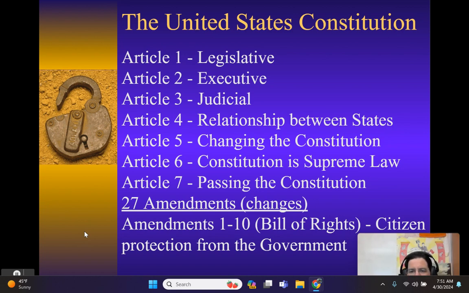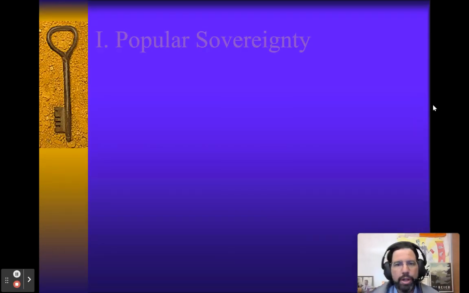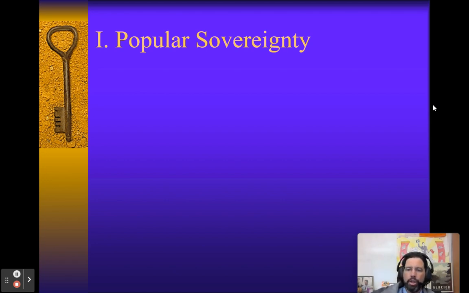The first 10 amendments describe how a citizen is protected from the United States government. Those first 10 amendments were passed with the ratification of the Constitution on the insistence of Thomas Jefferson, and those are known as the Bill of Rights. So when somebody says the Bill of Rights, what they really mean are the first 10 changes that were proposed to the Constitution of the United States. Remember, an amendment is simply a change. So let's go over some of the basic principles that the United States Constitution is really delving in.